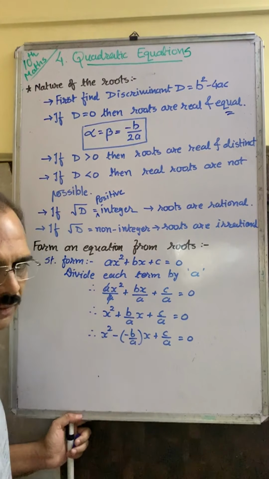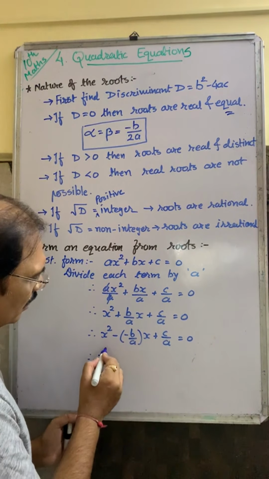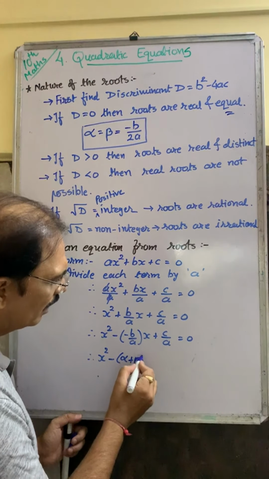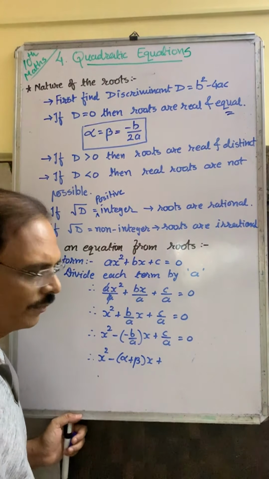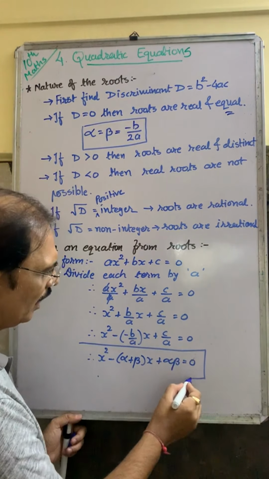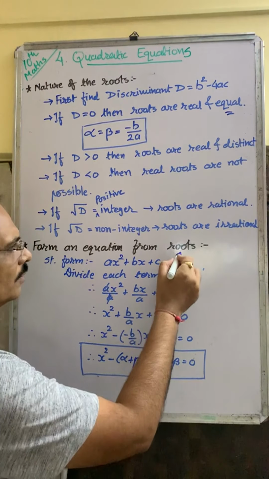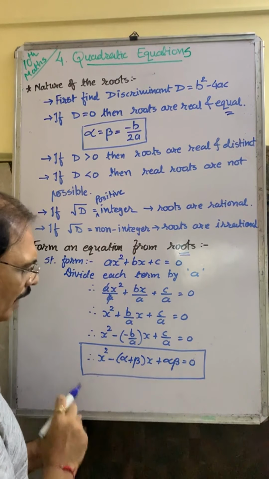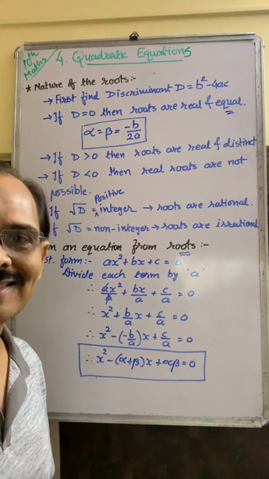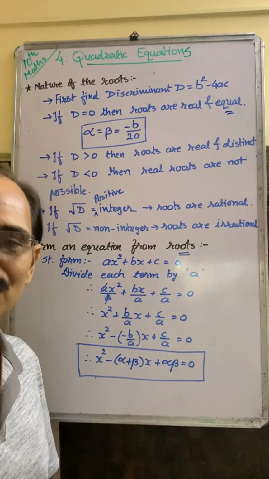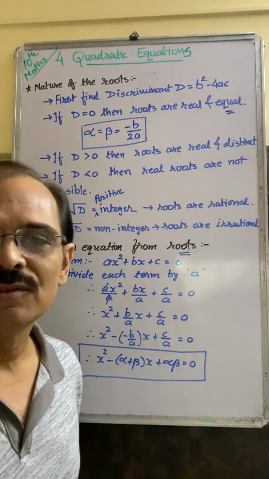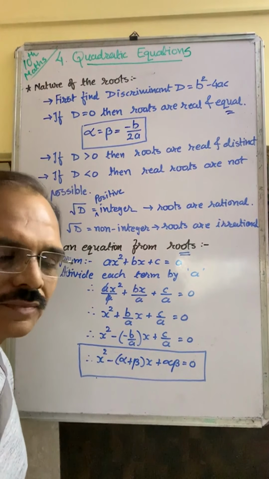Minus will be plus. Now I can place the minus b upon a means what? Alpha plus beta into x, and c upon a is what? Alpha into beta. Okay, so place your alpha and beta, means place your roots in this equation. You will find your question, your equation. Can you relate with polynomial? Yes. In polynomial also we write x square minus alpha plus beta into x plus alpha beta equal to 0. This is the derivation of this.